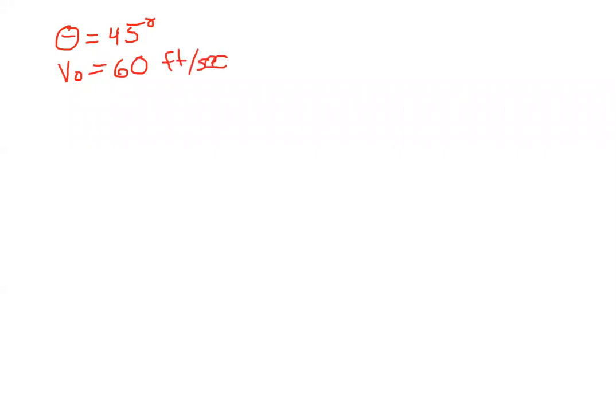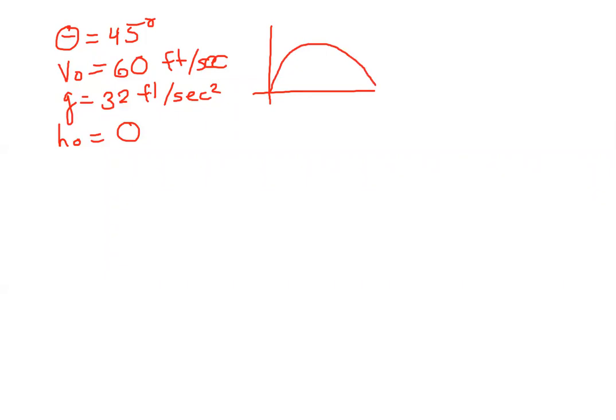So we know our gravity is going to be 32 because we're dealing with feet, and our initial height is 0 because it says that it was kicked from the ground. So how long is the ball in the air? If you think about a picture, it's kicked from the ground and it's going up and then it's coming down. How long is it in the air?